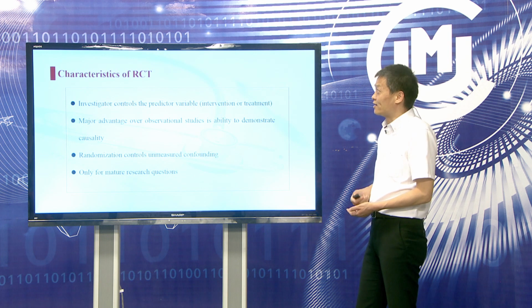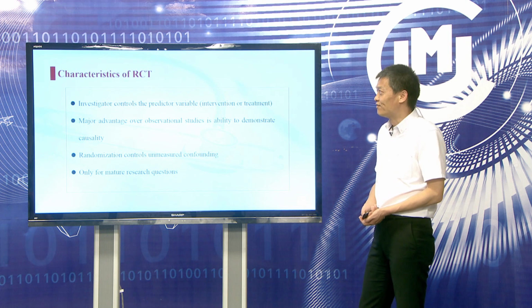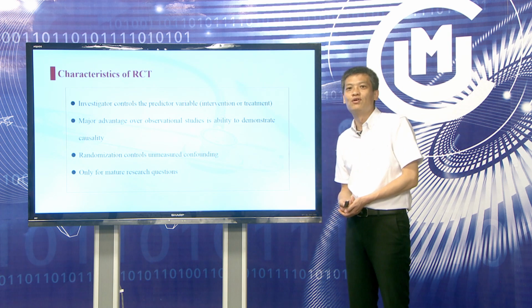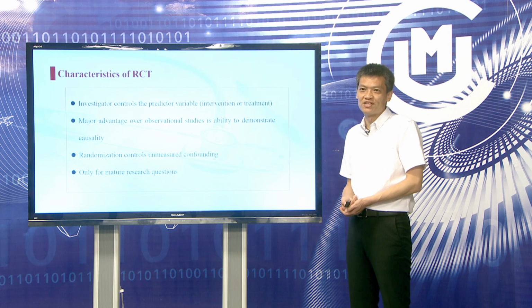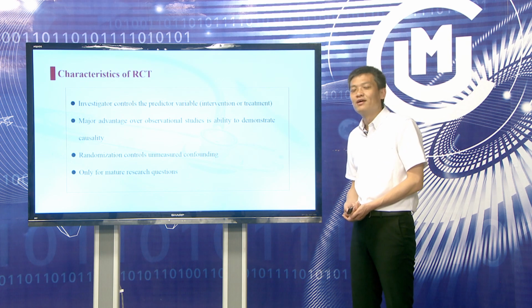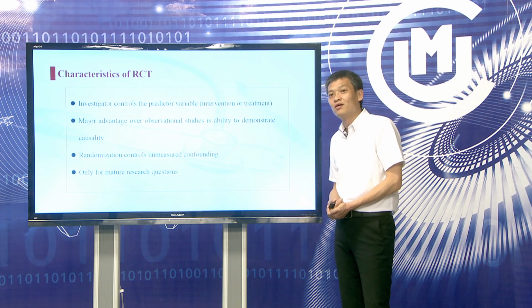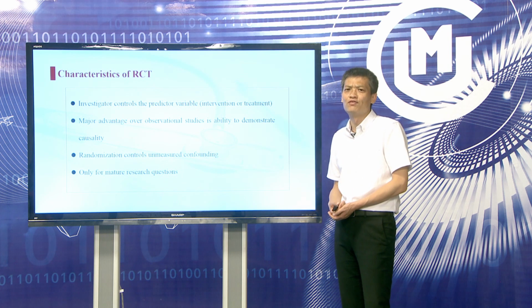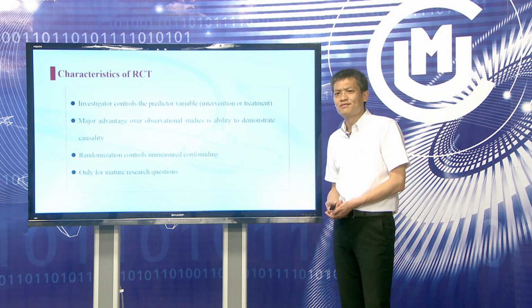And these are characteristics of RCT. The investigator controls the predictor variable, and the major advantage over observational studies is the ability to demonstrate causality. In RCT, randomization controls unmeasured or potential confounding, and the RCT is only for material research questions.